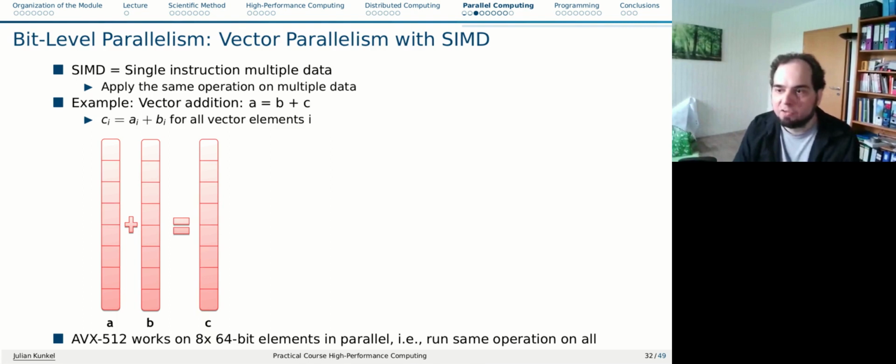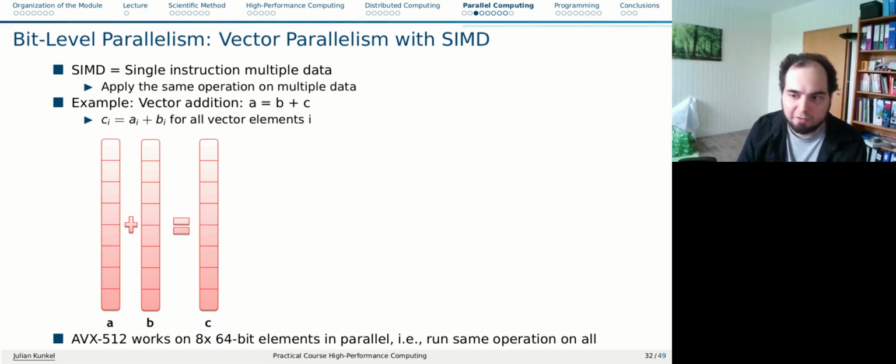So let's talk a little bit about bit level parallelism, which is what happens with SIMD, single instruction, multiple data. What it does is apply the same operation on multiple data. For example, for vector addition, you want to say A equals B plus C, where A, B, and C are vectors. How do you do that? Well, you add each component. The ith component of B gets added to the ith component of C, and it becomes the ith component of A. So if you have a vector of 8 elements, it looks like this.